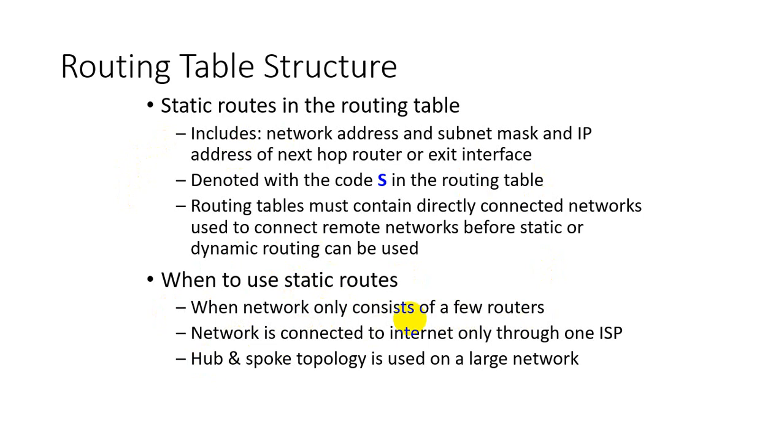The network is connected to the internet only through one ISP. If there is a stub network, then we can also use static routes. Static routes can also be used in a hub and spoke topology. Hub and spoke topology is used in large networks.